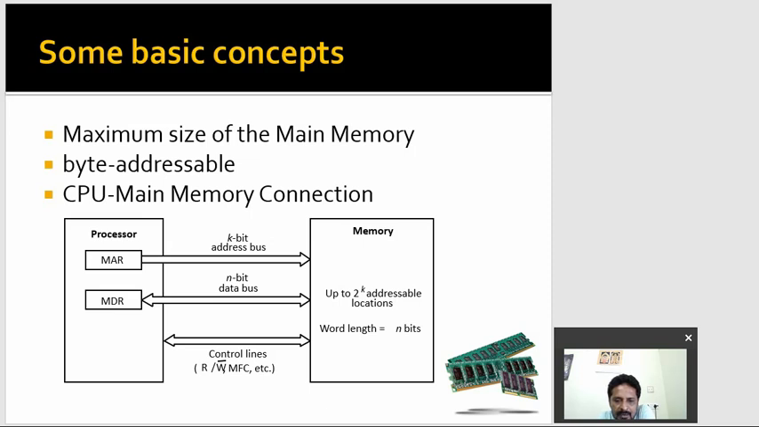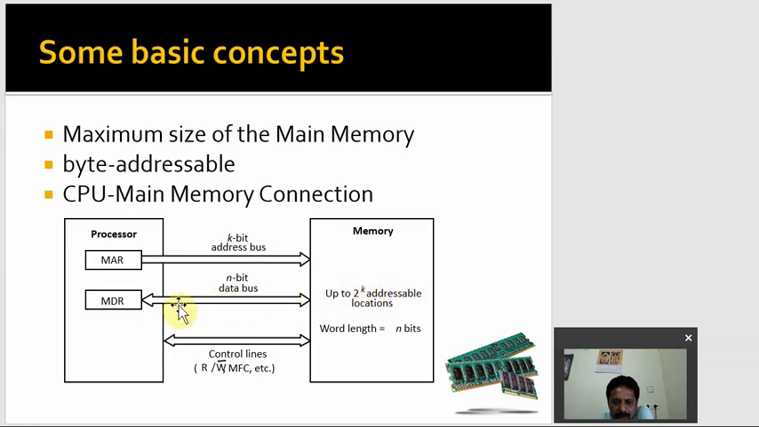And we will see here the CPU and main memory connections. So this is the processor. Within the processor, as we have already discussed, we have two registers here. One is the memory address register, another one is the memory data register. Whenever you use a k-bit address bus, up to 2 power k addressable locations are there. Suppose you use a 4-bit address bus, that is up to 2 power 4, which means 16.